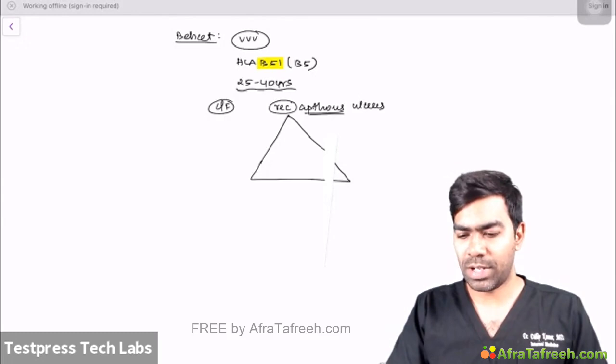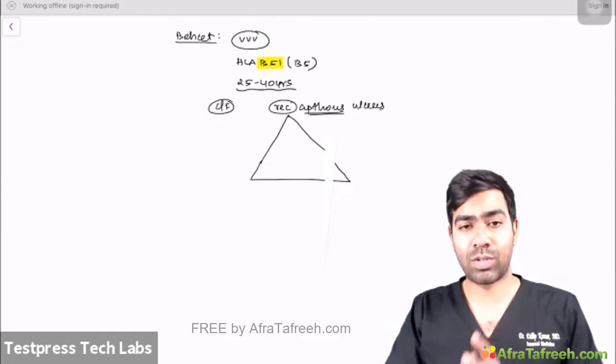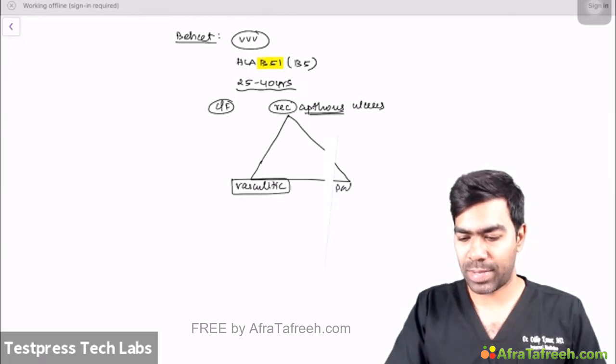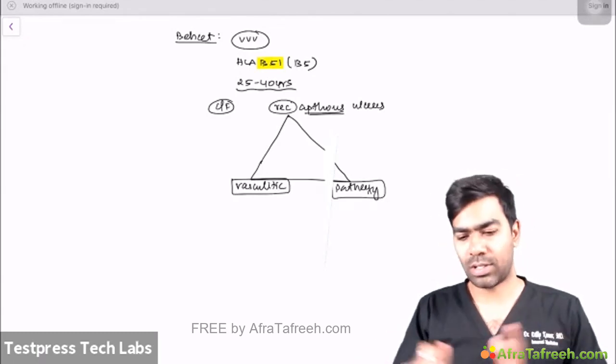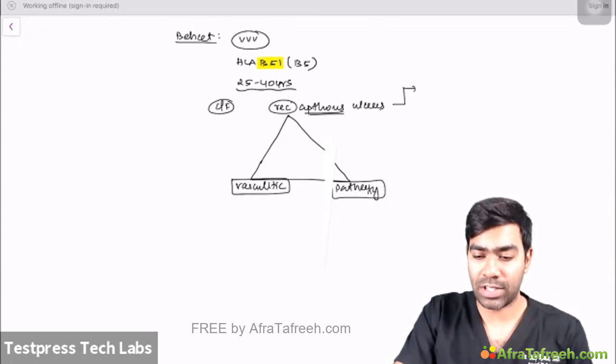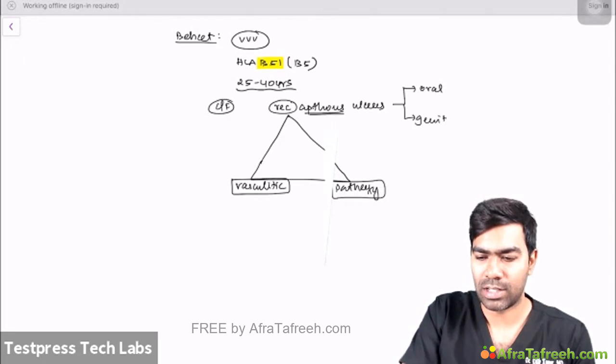The second finding will be that of a vasculitic picture. And the third finding is that of a pathergy test. So pathergy positivity. So that's how I'm going to divide Behçet's. So recurrent aphthous ulcers can happen in the oral areas or can happen in the genital areas.